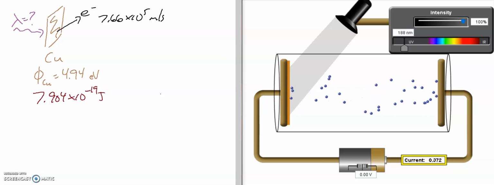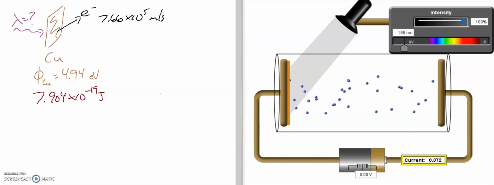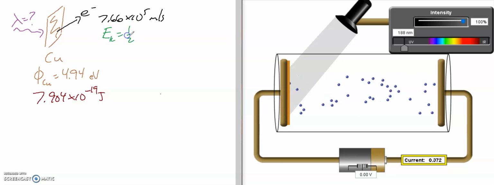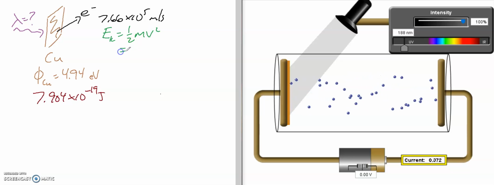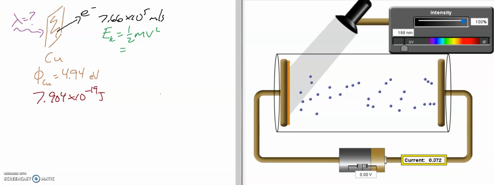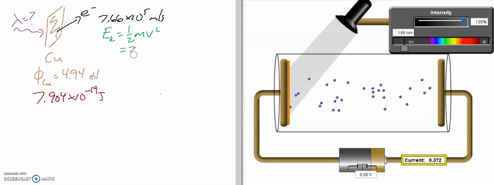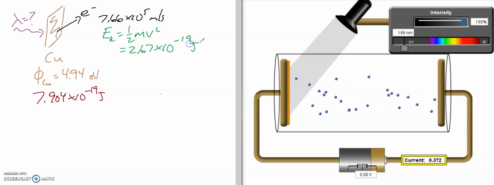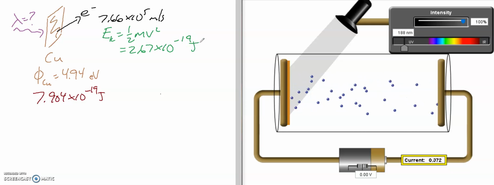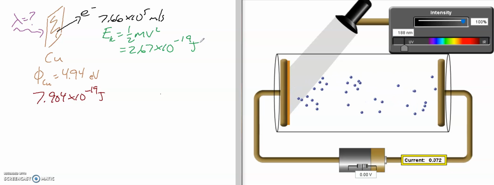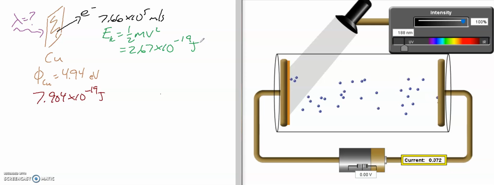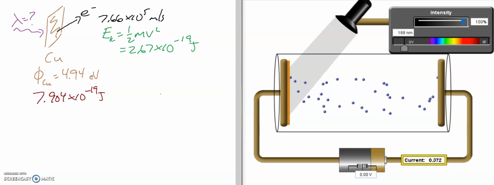I've got the kinetic energy of the electron. It's definitely solvable because I have got the speed of the electron. So let's use the 1/2 mv squared, and I can find the kinetic energy of the electron. And that gives me 2.67 times 10 to the negative 19 joules. Okay, so I've got my work function energy. I've got how much energy was absorbed by the material. I've got the kinetic energy of the electron. Of course, both these energies came from the photon to begin with.